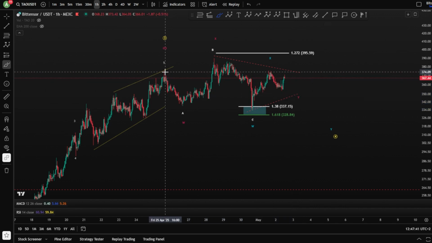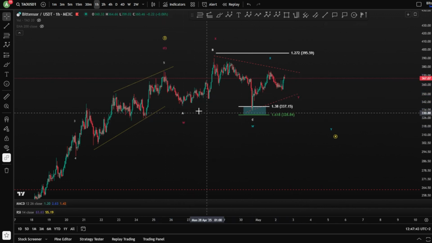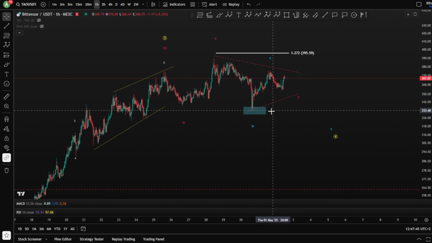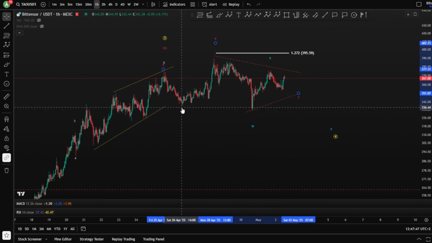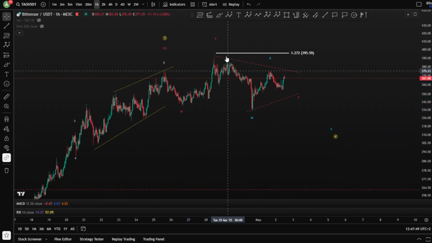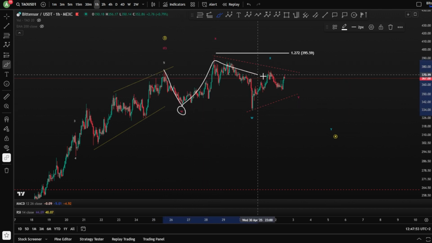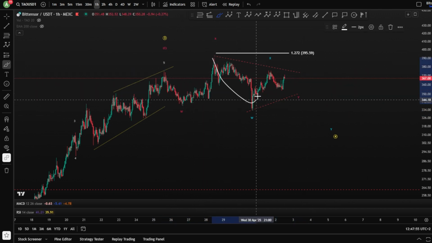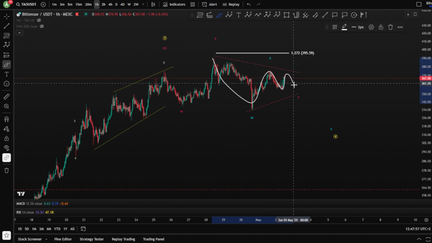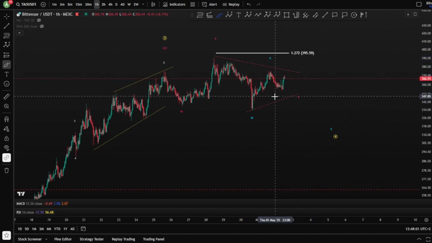And that brings us to this scenario. After finishing this ABC, I'm going to remove it because it's done. And basically, you would like to see one of these scenarios. Whether you are in the magenta W, X, and a Y, your wave Y is this triangle A, B, C, D, and an E, and then moving toward the upside after a wave E here.